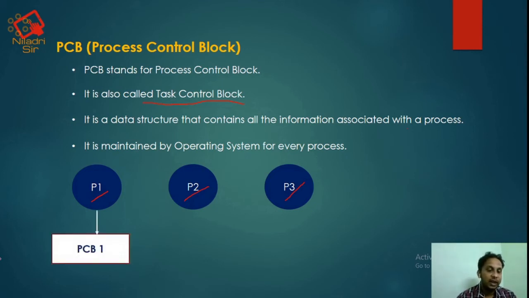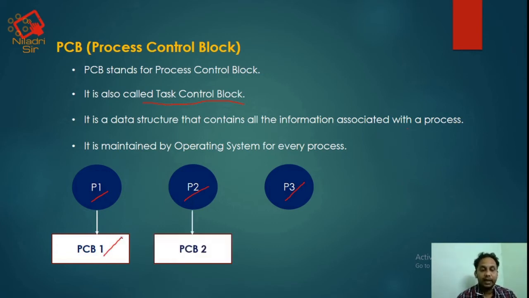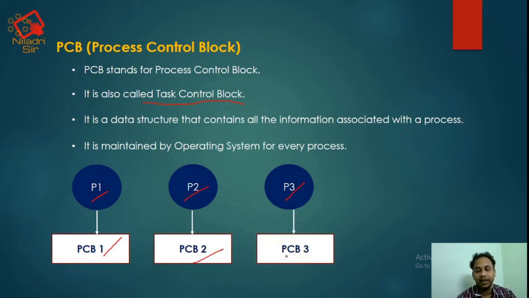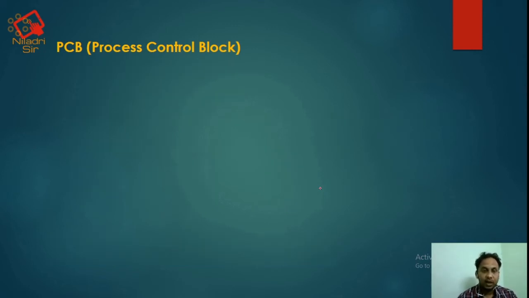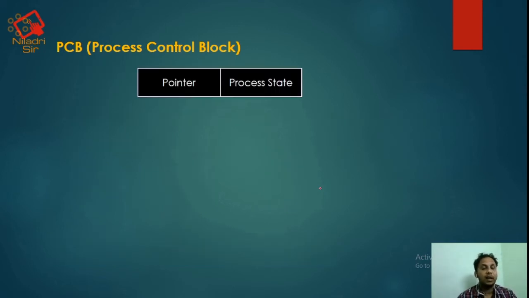As you can see, this is PCB1 for P1, which holds the information of P1. Again there is another, PCB2, which holds all the information of process 2. Once again there is PCB3, which stores all the details of P3. Now, what are the things that a PCB contains? That means, what information is stored by the PCB?